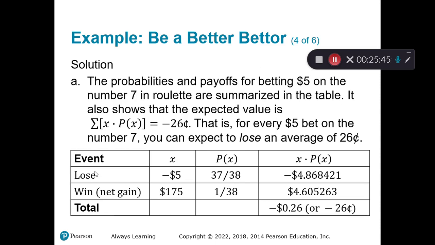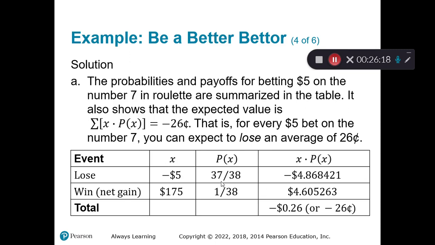Either you win or you lose. If you were to lose, your expected winnings is actually negative $5. You're losing $5. If you win, your net gain is $175. The probability of losing is 37 out of 38. The probability of winning is 1 out of 38. If we treat this as a probability distribution and find the mean, which is the expected value, we multiply each x value by its corresponding probability, and then we add up those products.